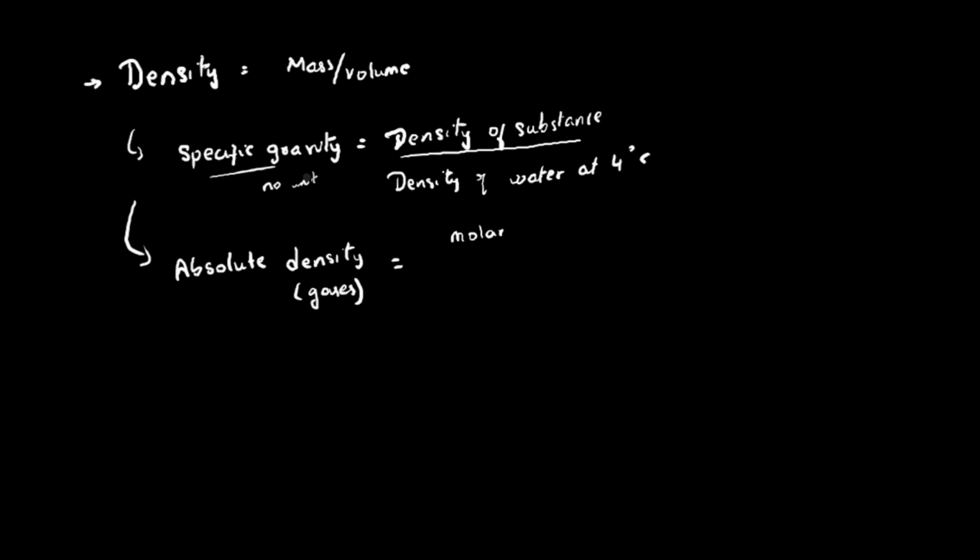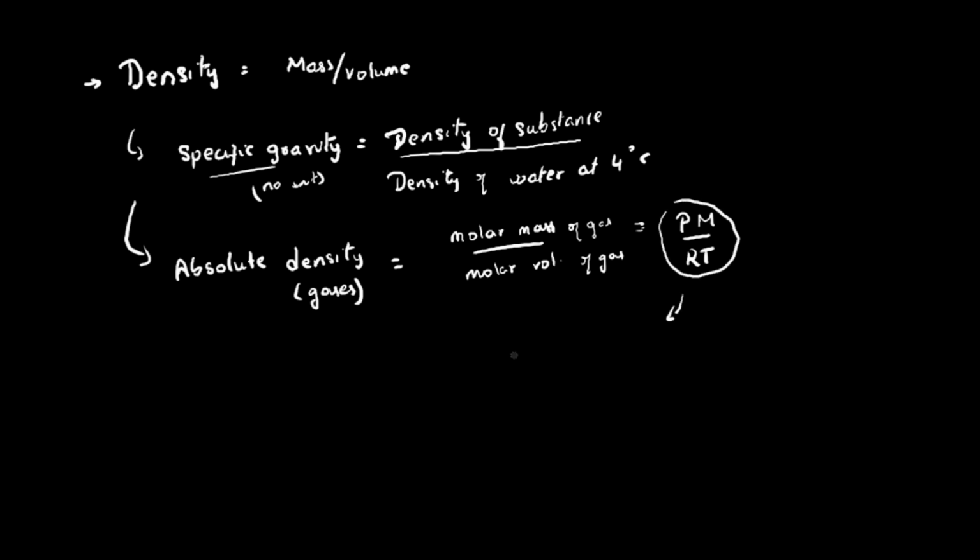Next you have absolute density. Absolute density is for gases. It is nothing but mass by volume, but here it is molar mass by molar volume. Molar mass of gas divided by molar volume of the gas. Next, you can also write it as density is equal to PM by RT, because you know the formula PV is equal to nRT. The ideal gas equation is PV is equal to nRT, and all of you know that.